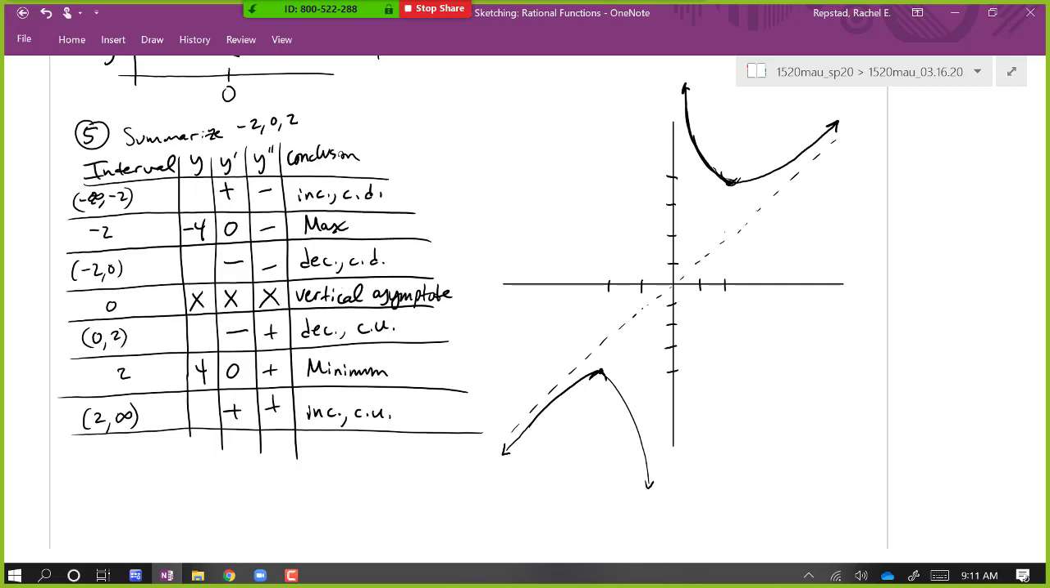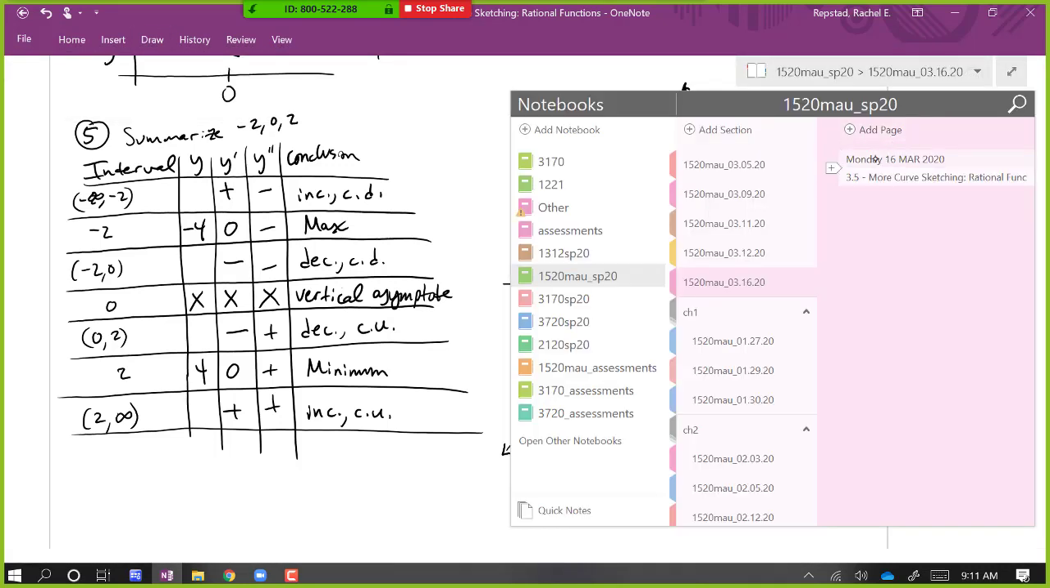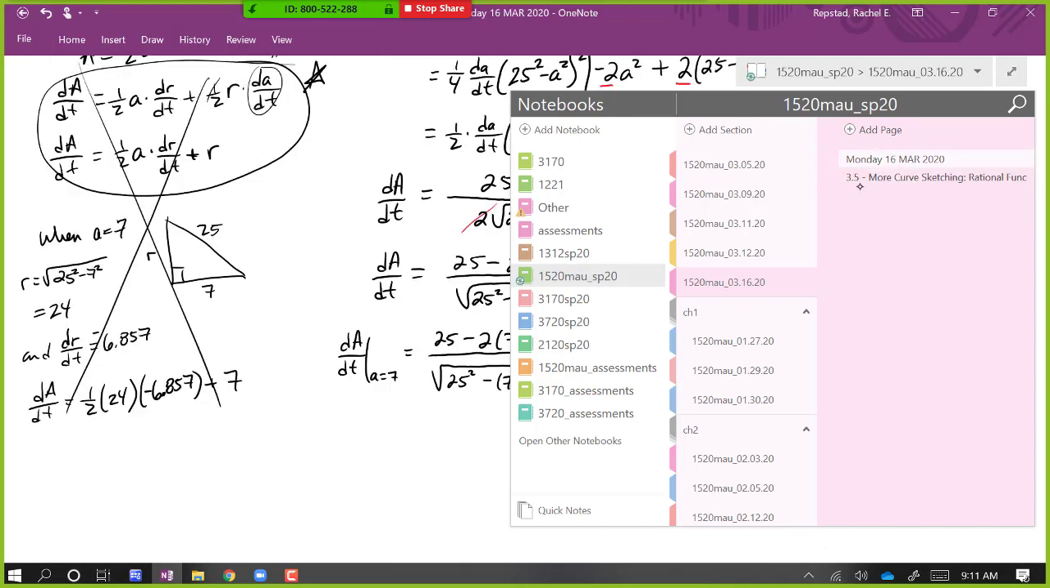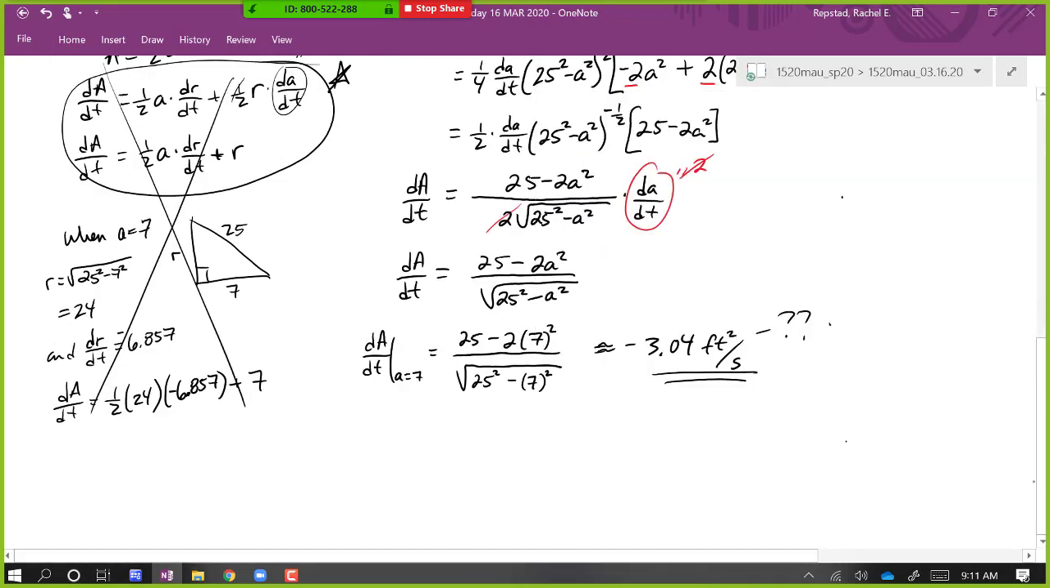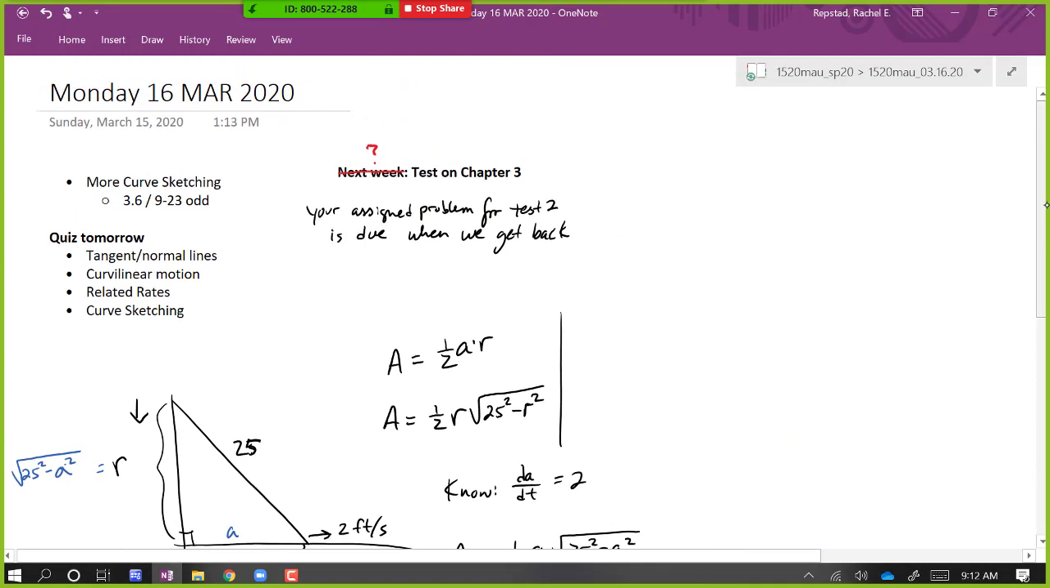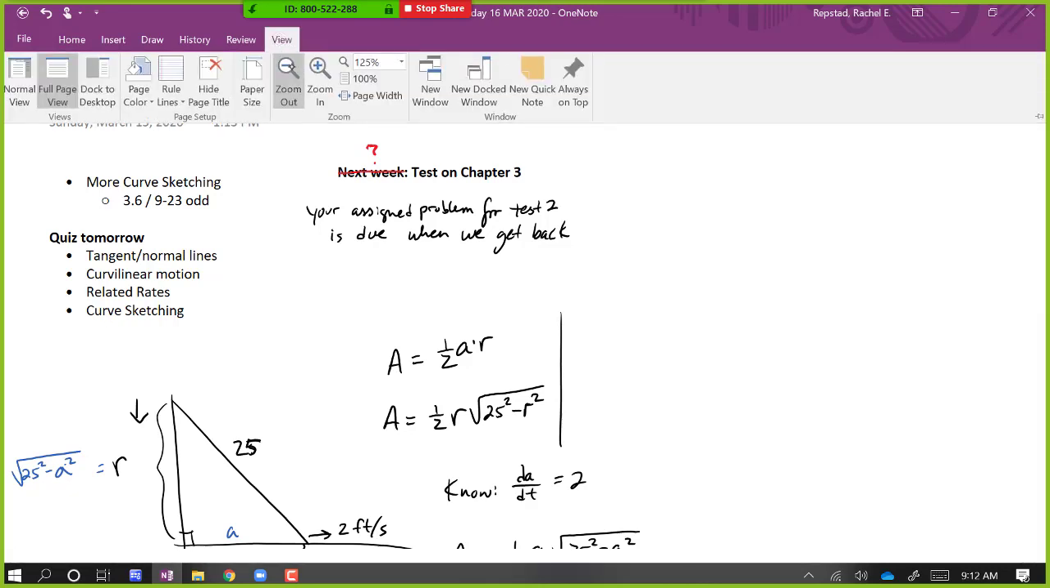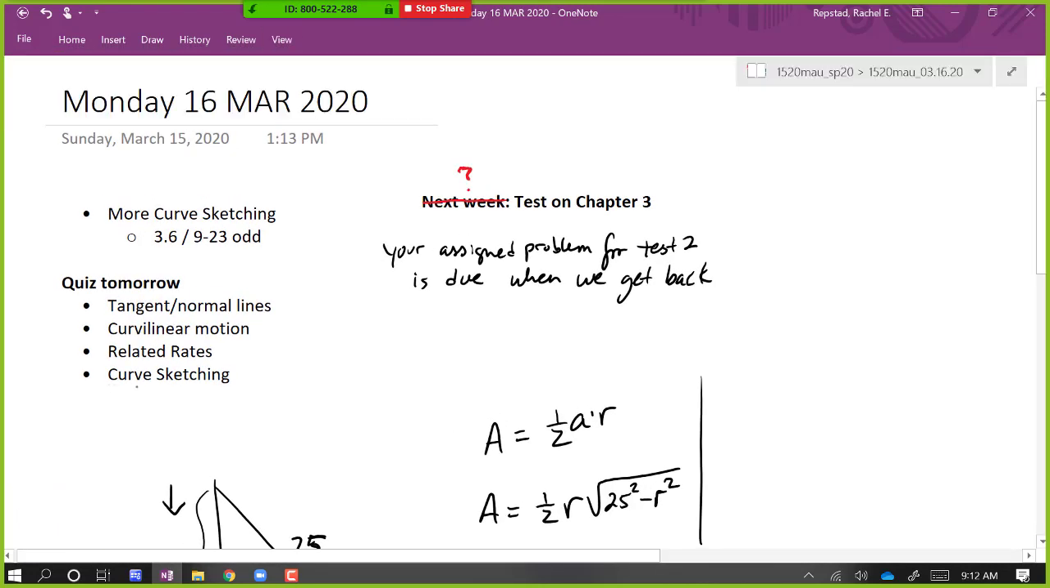Okay. Tomorrow's quiz, we got all the way through this, so I think we'll stick with the plan of having tomorrow be a quiz day. There's four problems. There's a problem where you're going to find a tangent or a normal line. There's a curvilinear motion problem. There's a related rates problem. There's a curve sketching problem, but it's not a full curve sketch. I give you a function. It's a polynomial, so it's not this section. It's from the last section.